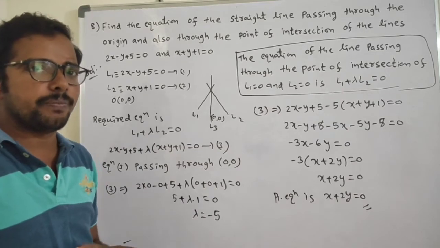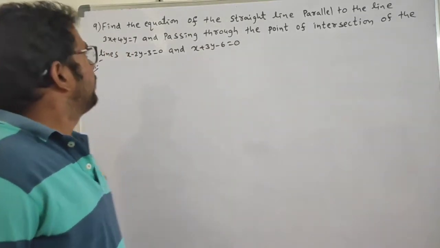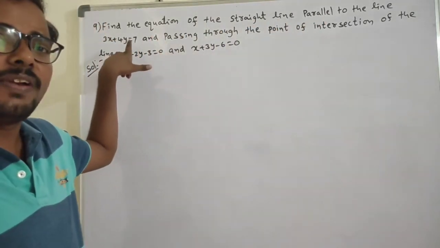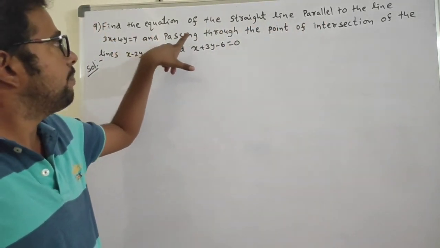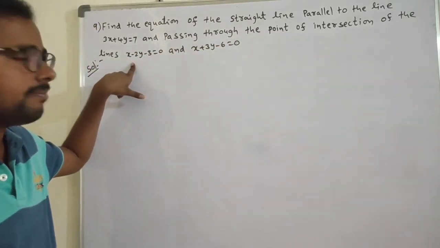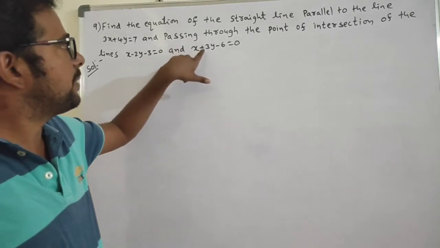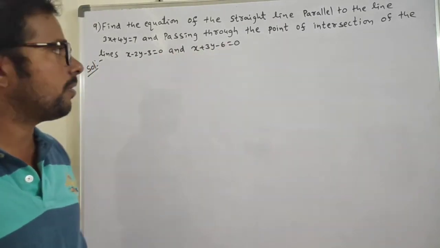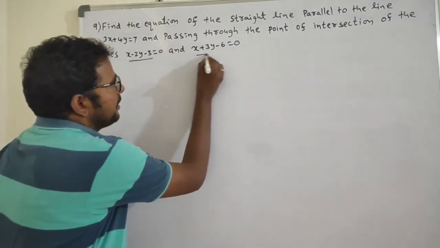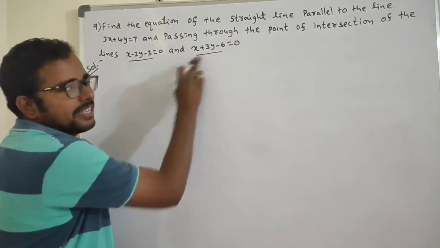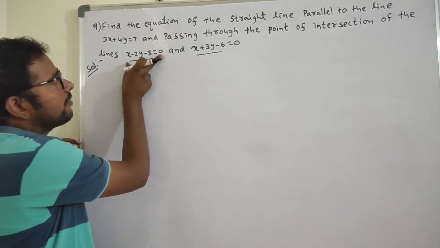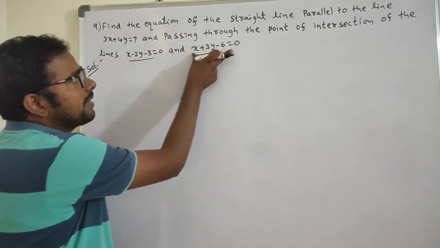L2 equals 0. Now 9th question. Find the equation of the straight line parallel to the line 3x plus 4y is equal to 7 and passing through the point of intersection of the lines x minus 2y minus 3 equals 0 and x plus 3y minus 6 equals 0. So the required equation is passing through this line and this line. So we take this as L1 and this as L2, passing through the point of intersection of x minus 2y minus 3 equals 0 and x plus 3y minus 6 equals 0.